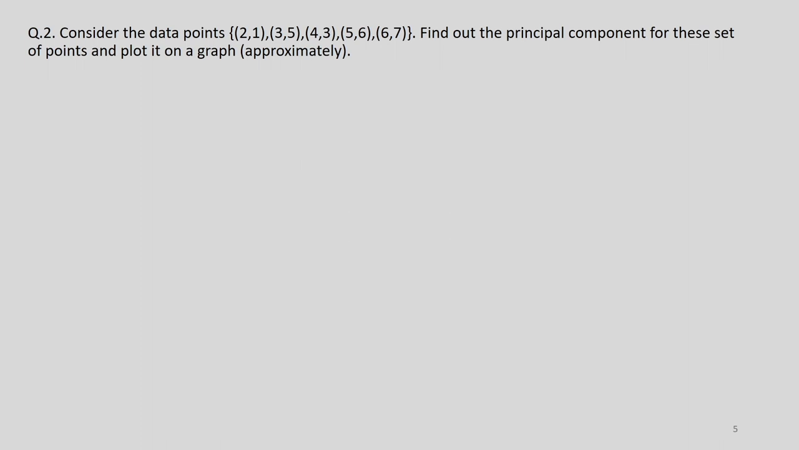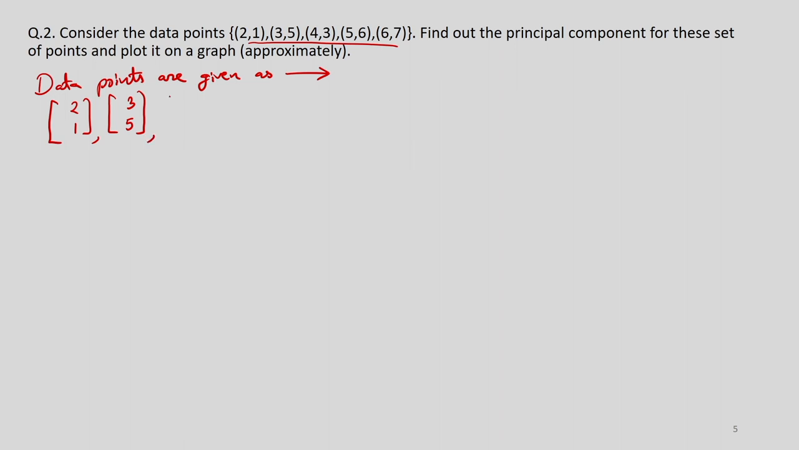So this problem is, consider the data points given by this set and find out the principal component for this set of points and plot it on a graph. So this is going to be our second problem. So let's write down the given data points. The data points are given as (2, 1), (3, 5), (4, 3), (5, 6), and (6, 7). So we are just writing in the vector form.